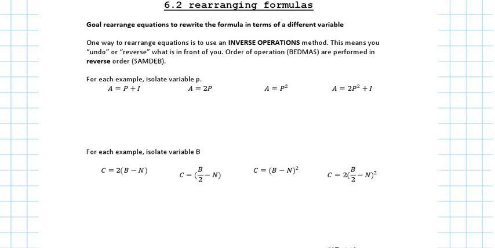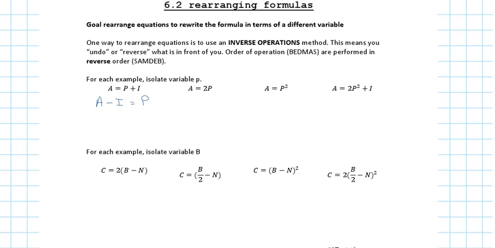All right? Now, for each example, isolate for the letter P. So what do I have to do here? A minus I, that's a letter I, yeah. A minus P. So I'm moving the I over. I know it looks like 1. I'm moving the I over, and then because it's an addition, when I move it over, it becomes a subtraction. Easy, easy.